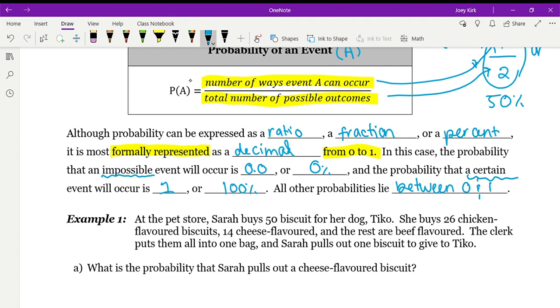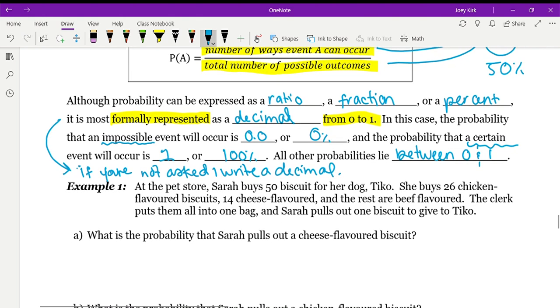Okay? If you are not told, always write as a decimal. So if you're not asked specifically for a percentage or a fraction or a ratio, always write it as a decimal. That's the safest way to do it. Or the safest way to always get it right. Okay.